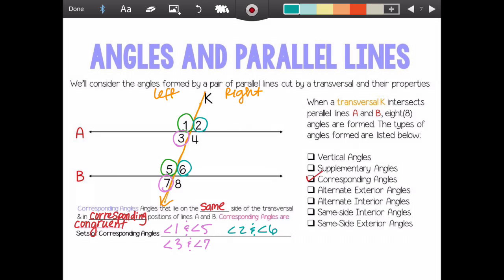Next, and again, please make sure, if you're filling out the notes, you can pause the video at any time and drag and drop those circles to represent the example of each type of angle.